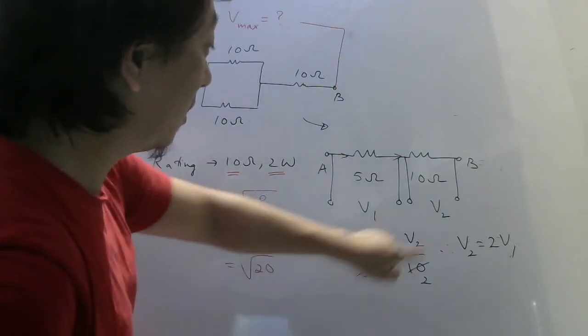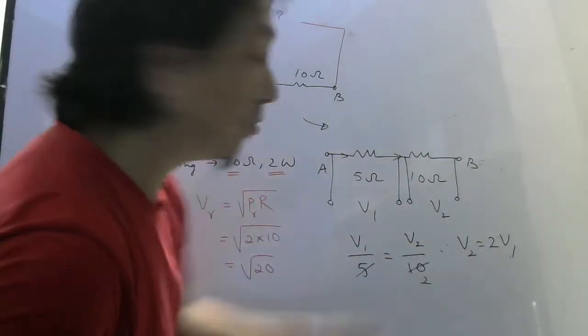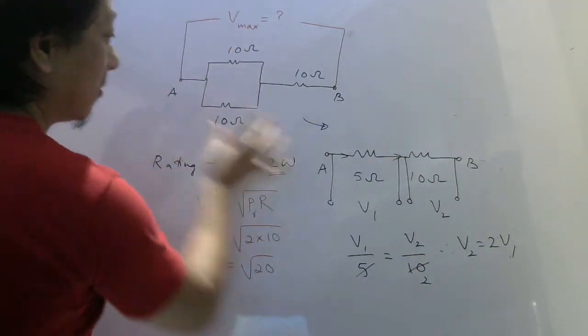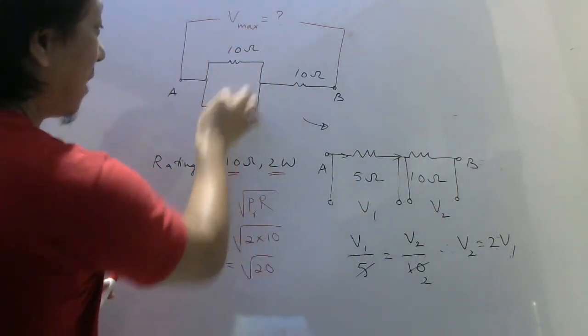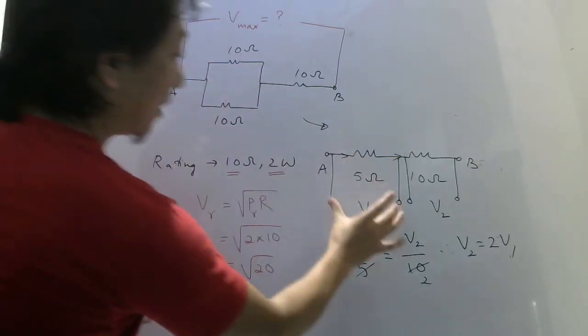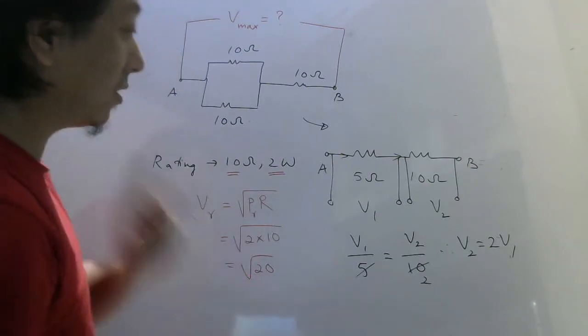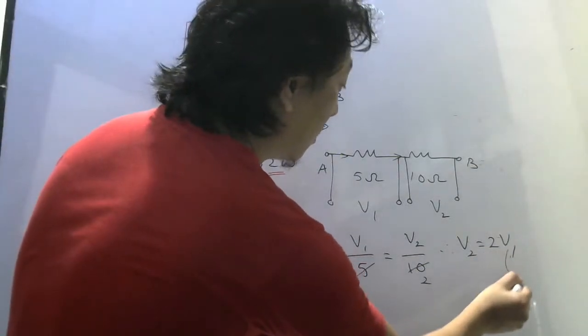Now look carefully. This is the relation between V1 and V2, which is the voltage across this, or you can say voltage across these two also, because these two are in parallel. So the voltage here, I have written V1. That will be here also, right? Okay. Now concentrate. Suppose I say V1 is root 20.